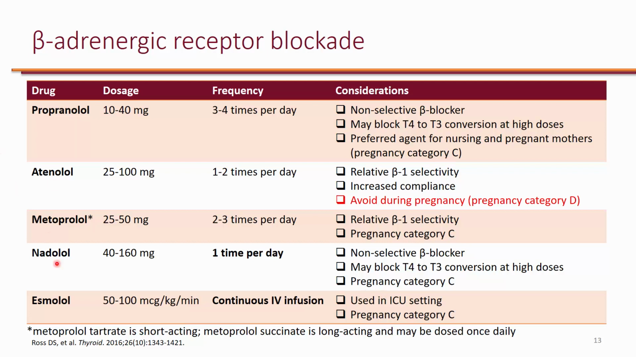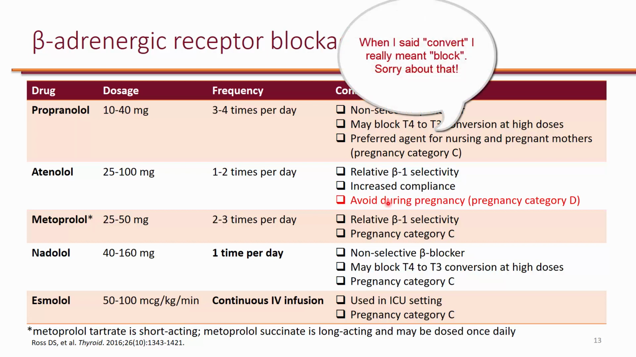Next, we have metoprolol. Note that metoprolol comes in two forms. One is tartrate, which is short-acting, and one is succinate, which is long-acting. So if it's long-acting, it can be dosed once a day, whereas if you use tartrate, it needs to be dosed at least 2 times a day. Metoprolol is also beta-1 selective, and it's pregnancy category C. Now, it's never been shown that metoprolol can block T4 to T3 conversion, so that's why we still prefer propranolol, which can. With atenolol and metoprolol, it hasn't really been shown.